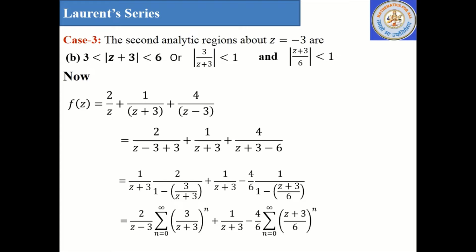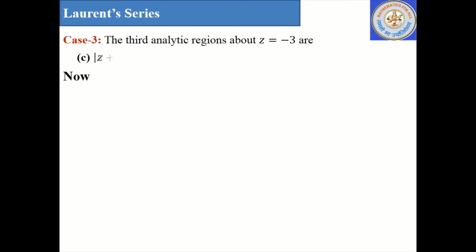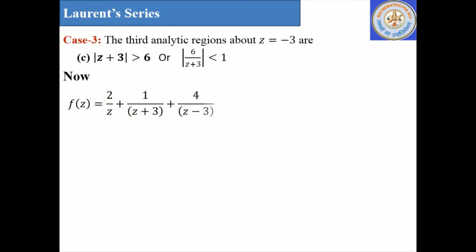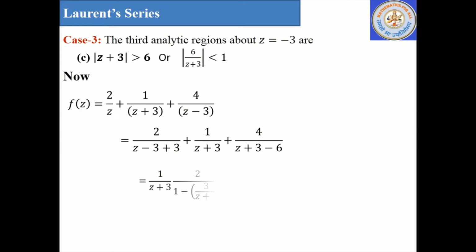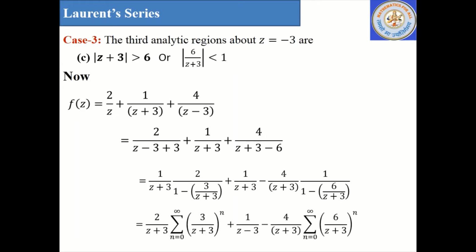So 3 upon z plus 3, and the second term is plus 3 upon 6. Very quickly, we will see the third domain, that is |z plus 3| greater than 6. So |6 upon z plus 3| is less than 1, as well as |3 upon z plus 3| is also less than 1. So in this way, in the first term we have taken z plus 3 common. Also in the third term we have taken z plus 3 common, and we have taken the minus sign. So both series will be in this way. The same concept we have.